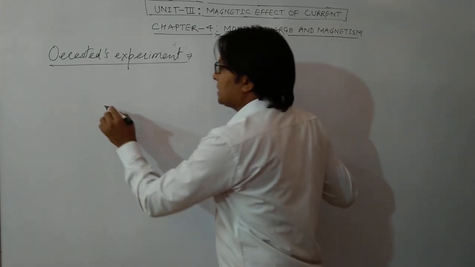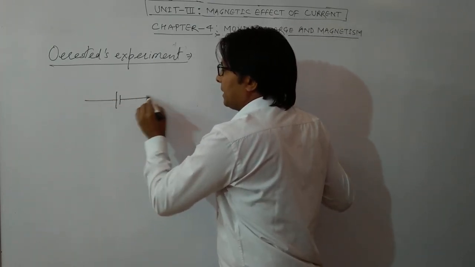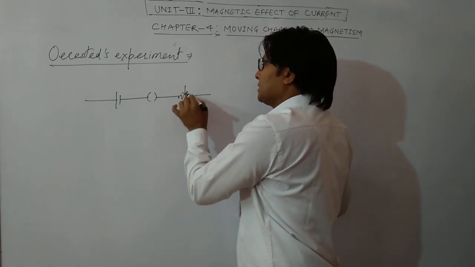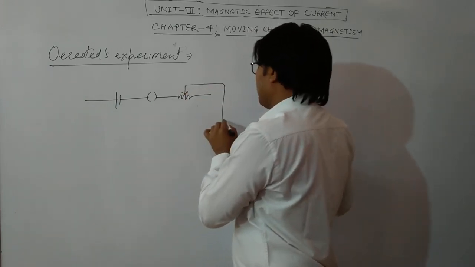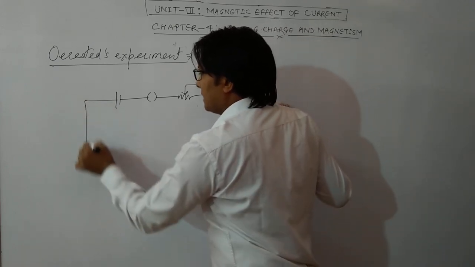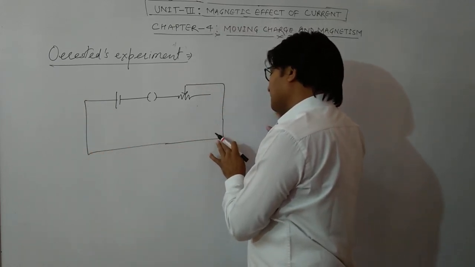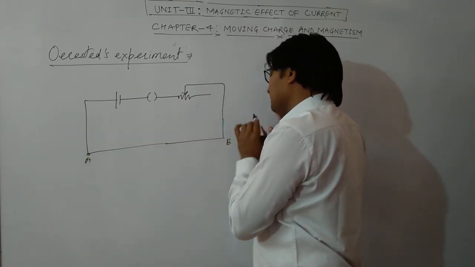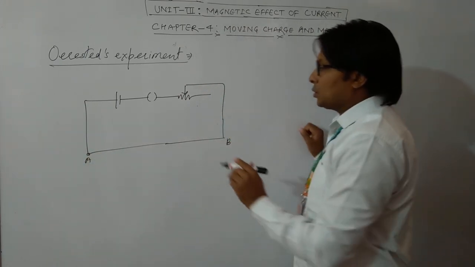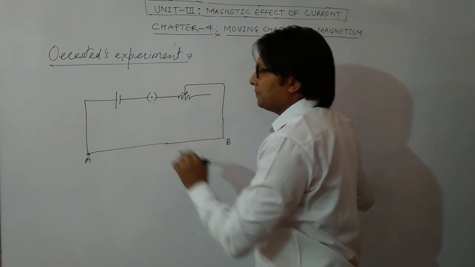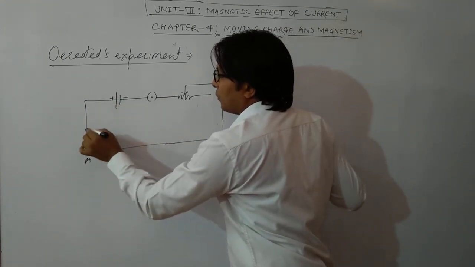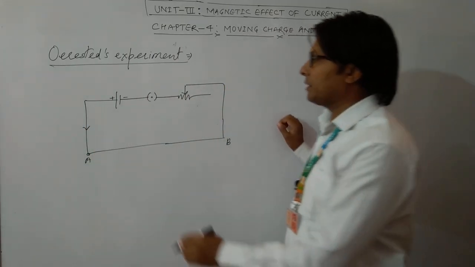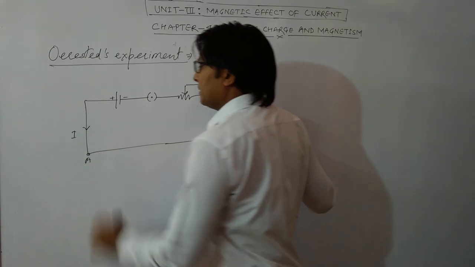Oersted basically had a battery along with a key, a rheostat to vary the value of current, and a conducting wire, which we have taken here as wire AB. When we switch on this key, current will flow from the positive terminal to the negative terminal of the battery, and suppose the value of current is I.